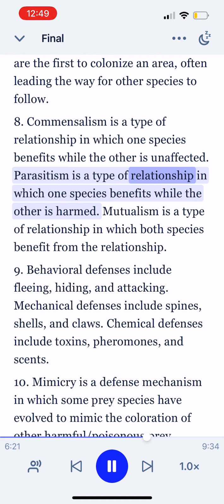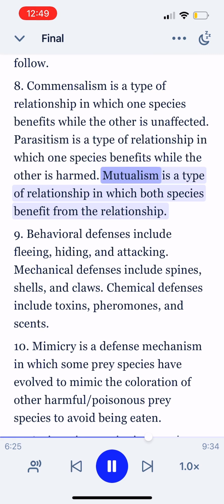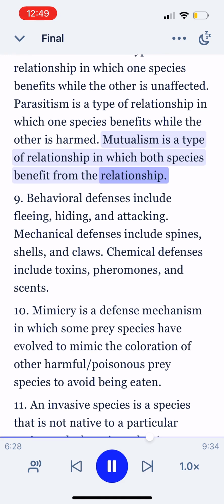8. Commensalism is a type of relationship in which one species benefits while the other is unaffected. Parasitism is a type of relationship in which one species benefits while the other is harmed. Mutualism is a type of relationship in which both species benefit from the relationship.